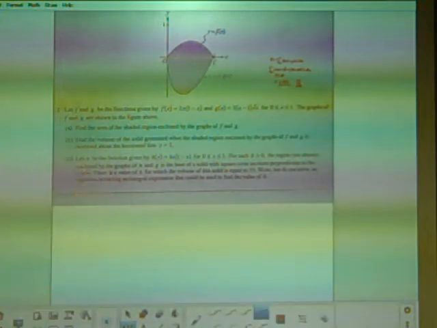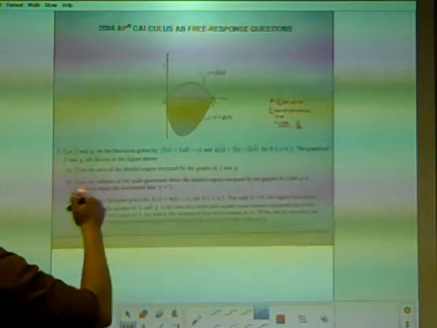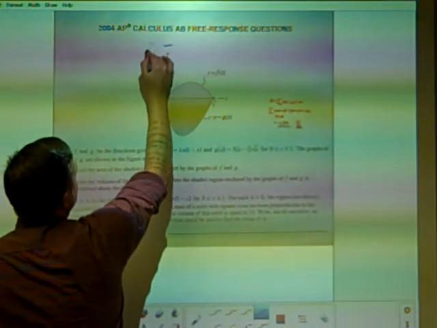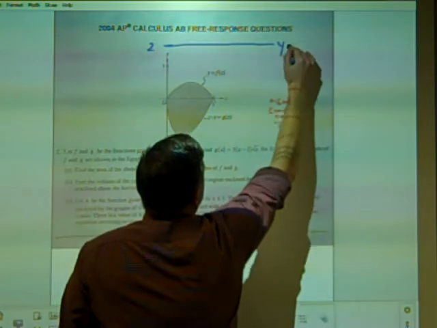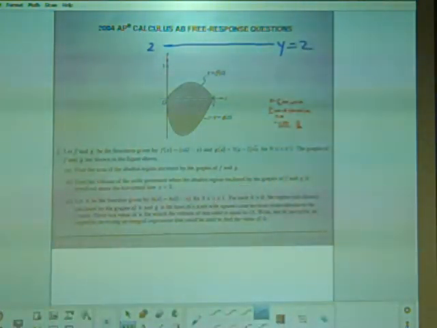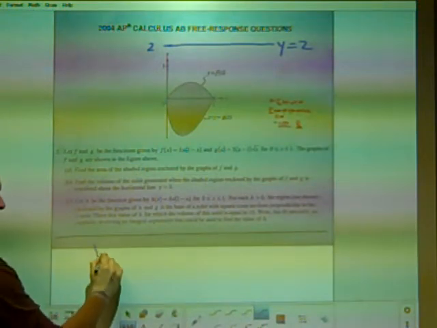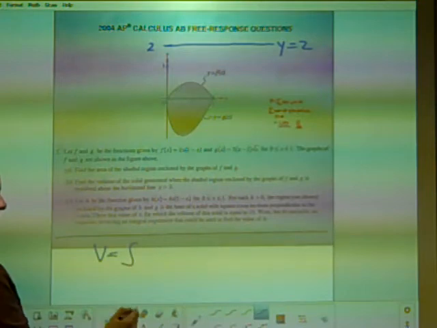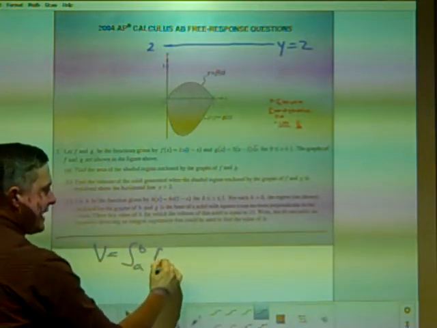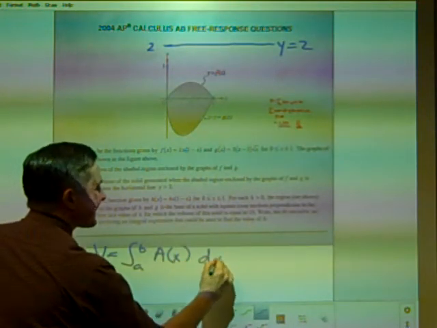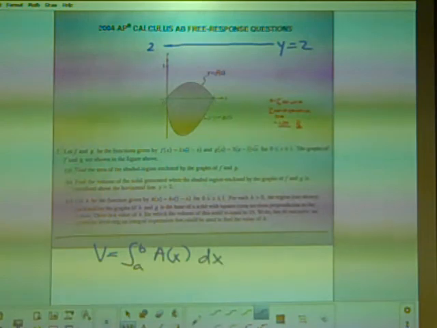Find the volume of the solid generated when the shaded region enclosed by the graphs of f and g is revolved about the line y equals 2. I'm going to use the picture of the graph, and I'm going to cheat. It's going to be a little out of scale. But do we agree we're going to revolve around that line? Do we agree then? Volume in this case is the integral from a to b of A(x) dx. It has to be dx. Do we agree?